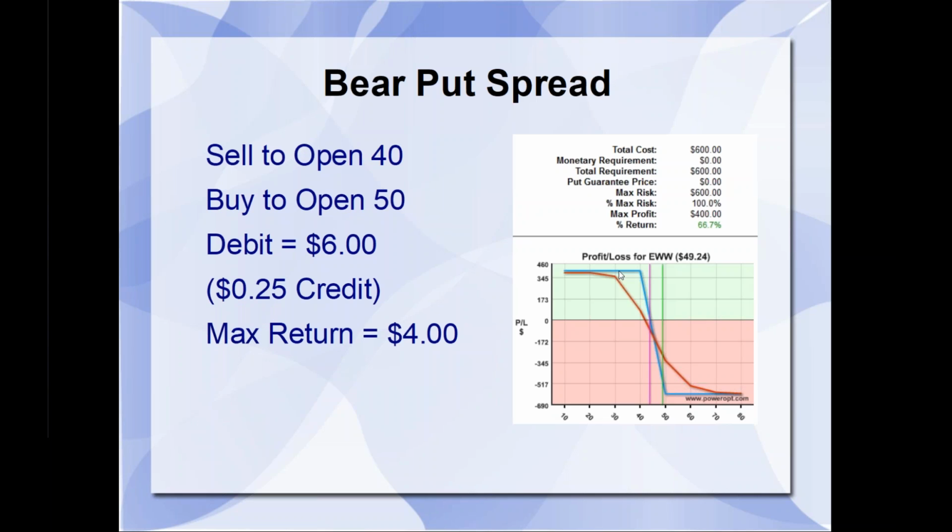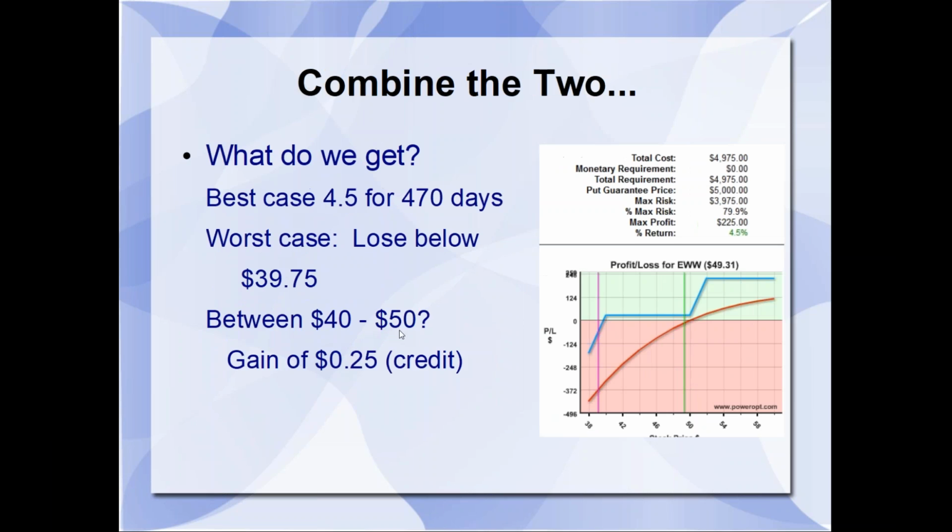Now, if the stock does fall below 40, we get $4 back, right? My broker would essentially buy shares of stock for me at 40, exercise the 50 to close that position, and we'd get $4 back. But this one put can only cover one of two things. It can only cover the stock or the short put. If it does fall below 40, it can't cover both. We'll get to that in a moment.